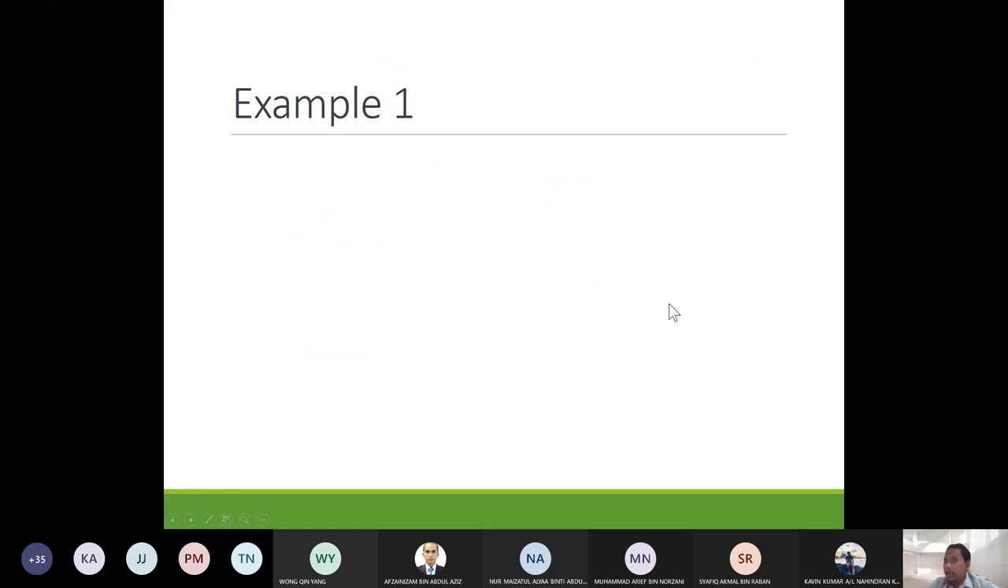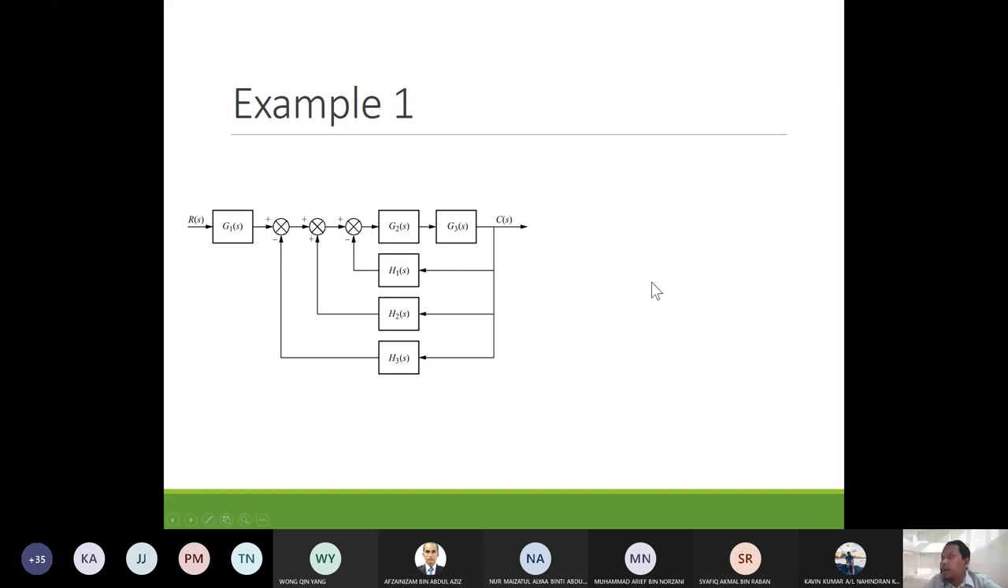So let's look at an example of how to perform block diagram reduction. Let's say you have this kind of system. You have G1 here, and then there are three summing junctions. After the three summing junctions, you have G2 and G3, and then you have a split here, one going to H1, one going to H2, and the other going to H3, and then each of them going back to the three summing junctions, each with its own sign.